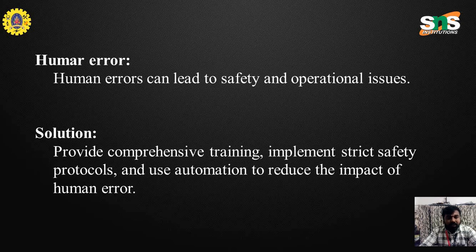And finally, the last issue is human error. Human error can lead to safety and operational issues. To rectify these issues, provide comprehensive training, implement strict safety protocols, and use automation to reduce the impact of human error. Nowadays, Industry 5.0 is developing. Industry 5.0 is nothing but humans working along with robotics. By introducing automation and robotics instead of humans, we can reduce human error as well as accidents.